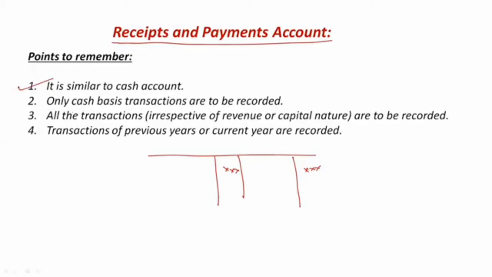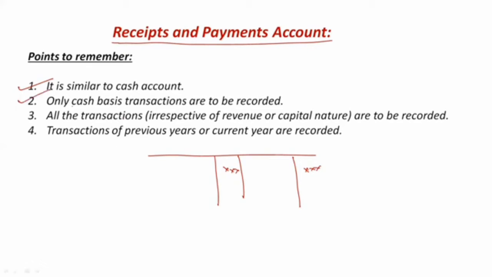Then, only cash basis transactions are recorded. As I already told you, it's very similar to a cash account. We do not record any credit transactions in the cash account. Whenever the payment is immediately received or made, only those cash basis transactions need to be recorded here.